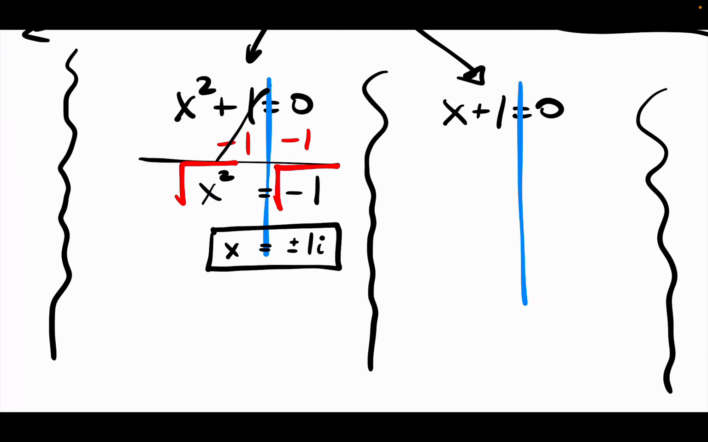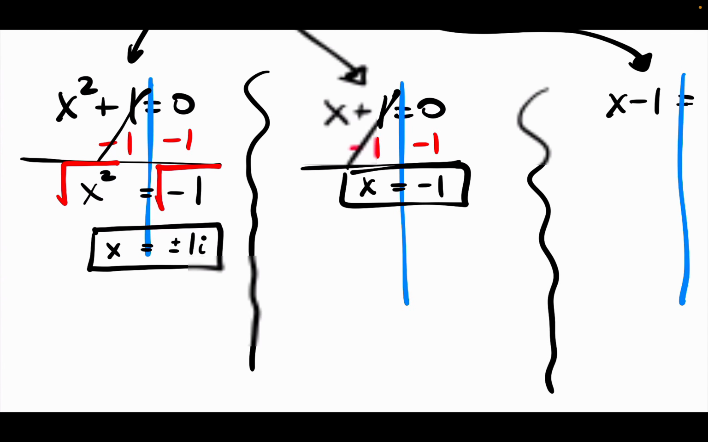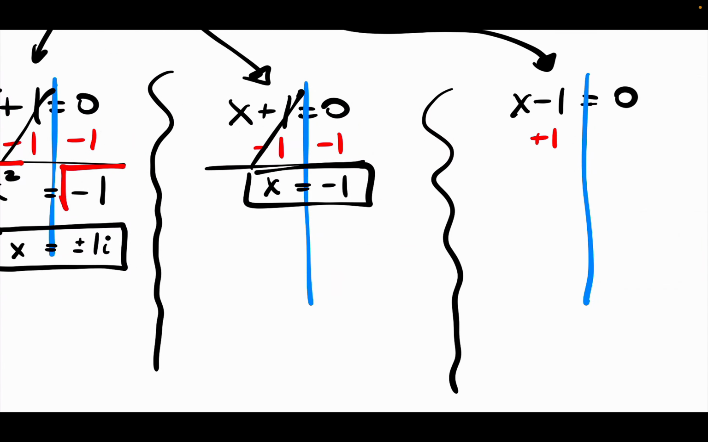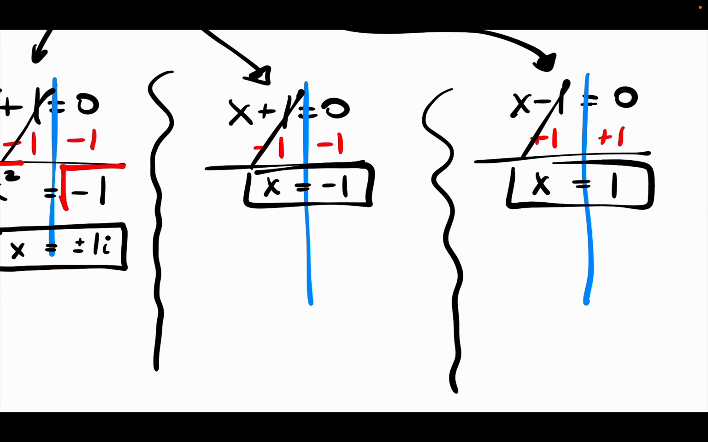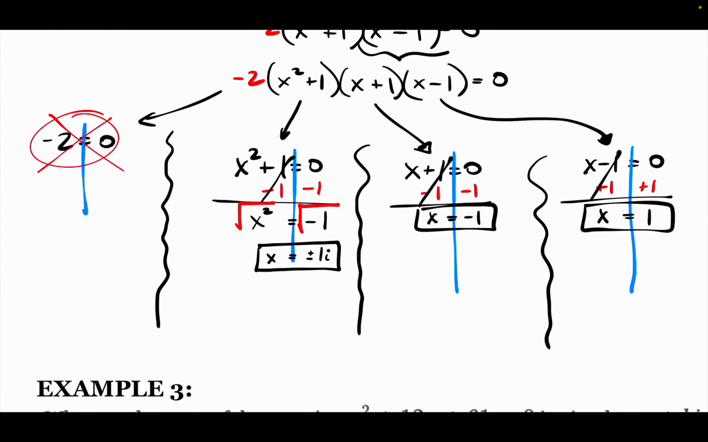Next one doesn't have a root. We don't have to do a square root because it's just x. So we get x equals -1. And then the last one, we add 1 to both sides, and I get +1. So I get 4 answers: +1i, -1i, -1 and +1. So 2 answers are imaginary. 2 answers are real.